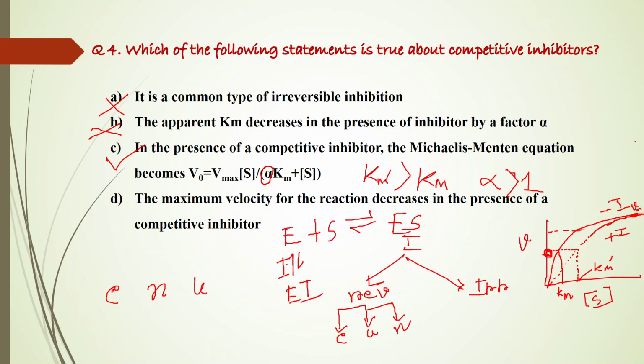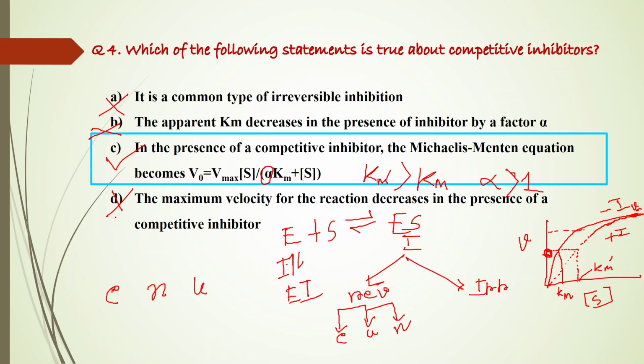That is what is shown here in the graph as well, that at high substrate concentration we can actually achieve Vmax. There is no decrease in Vmax in case of competitive inhibition. So the fourth statement, which states the maximum velocity of the reaction decreases in case of competitive inhibition, is actually false, because it stays the same, just as we saw from the graph. So the only option that was true out of these four was option number C.